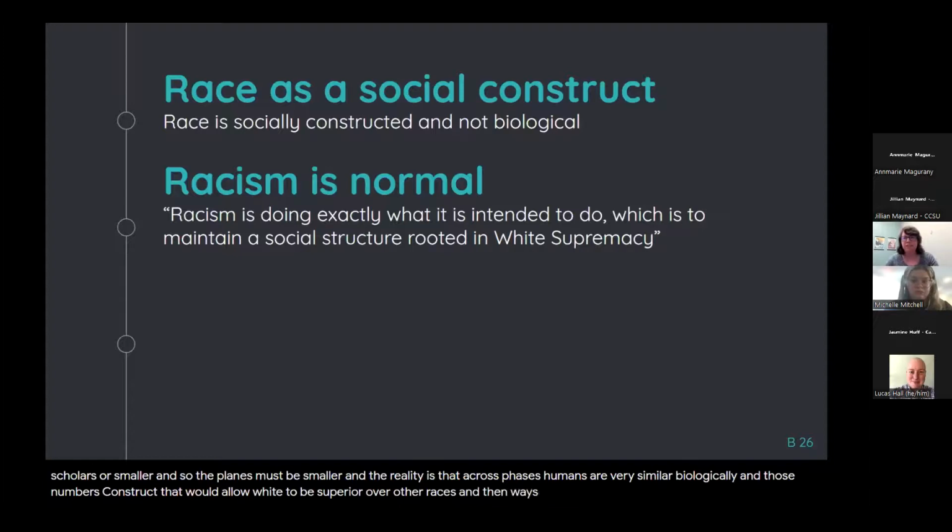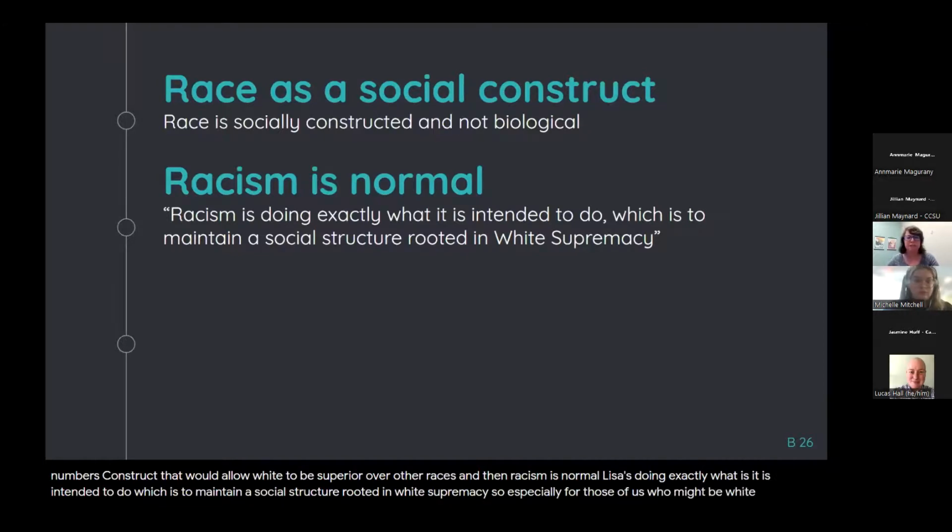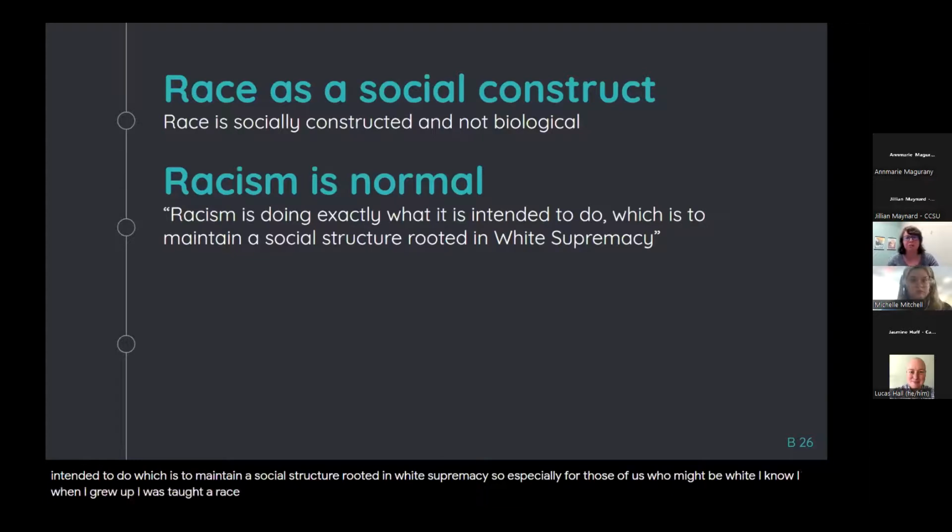And then racism is normal. Race is doing exactly what it is intended to do, which is to maintain a social structure rooted in white supremacy. So especially for those of us who might be white, I know when I grew up, I was taught racism is about individual action. So that individual is racist. So because I'm not that individual, I must not be racist or participating in racism because I'm not saying things that are clearly talking against a race.